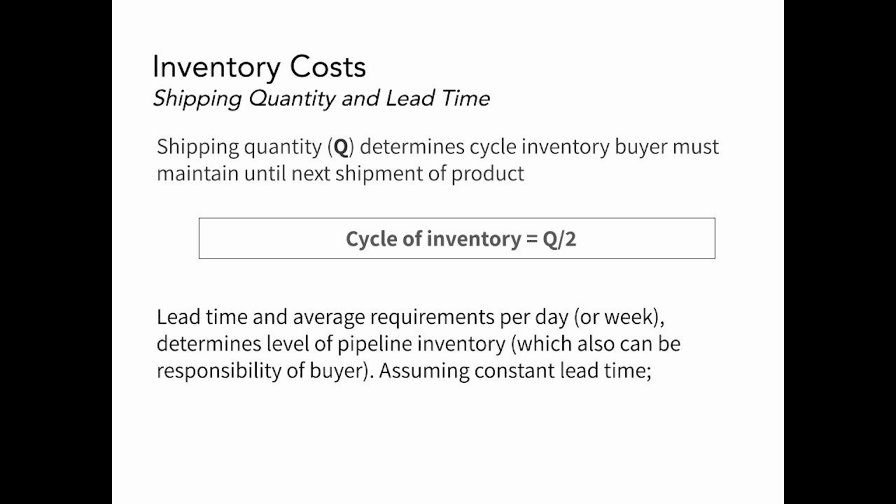Additionally, the combination of lead time and average demand per day or week dictates the level of pipeline inventory, assuming a constant lead time. This intricate balance of cycle and pipeline inventories forms the basis for our inventory cost considerations.